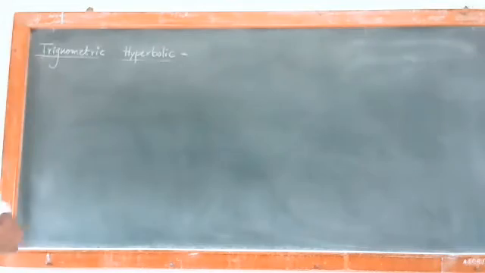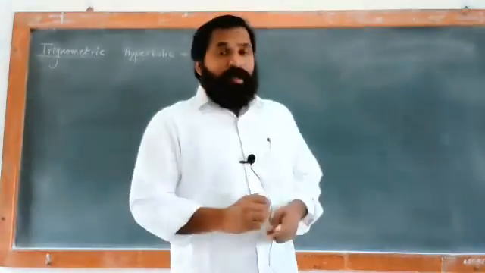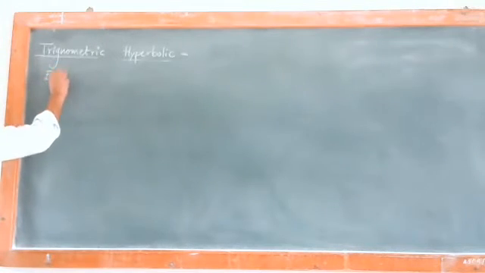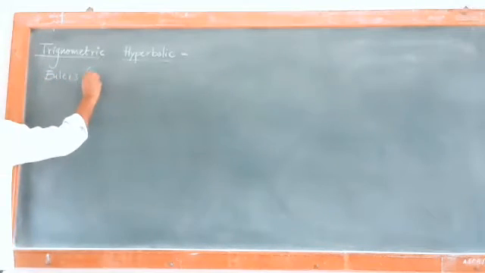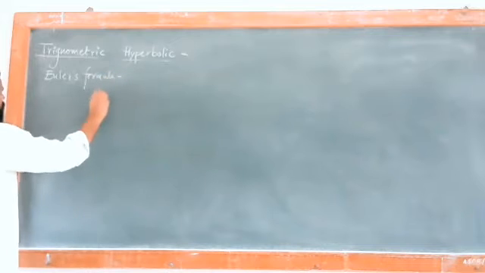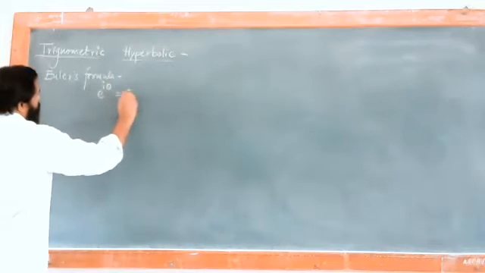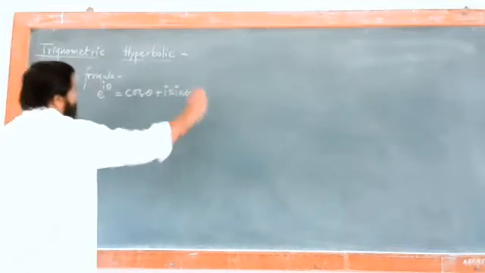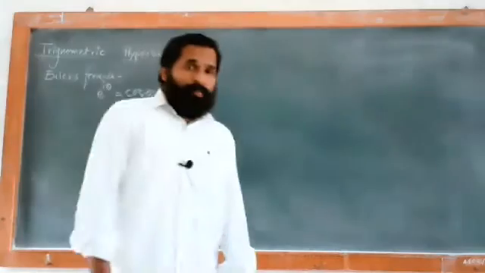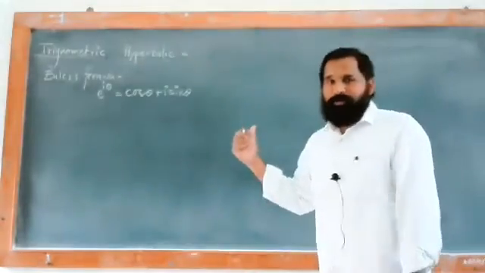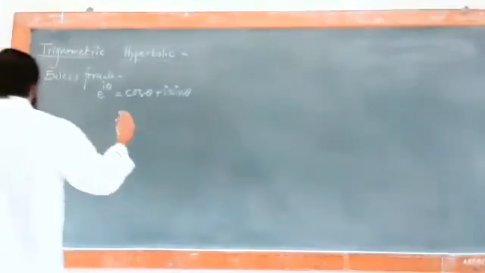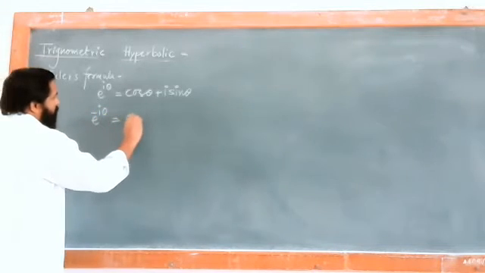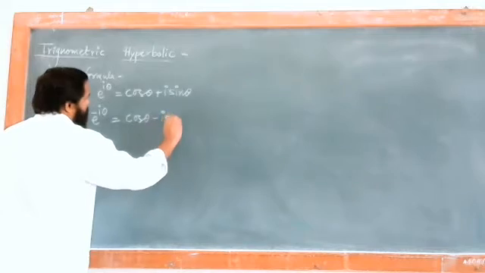So for this we have seen the Euler's formula, and that Euler's formula is e raised to I theta is equal to cos of theta plus I sin of theta. So what is its complex conjugate? What is the complex conjugate of this? Its complex conjugate is e raised to minus I theta is equal to cos of theta minus I sin of theta.